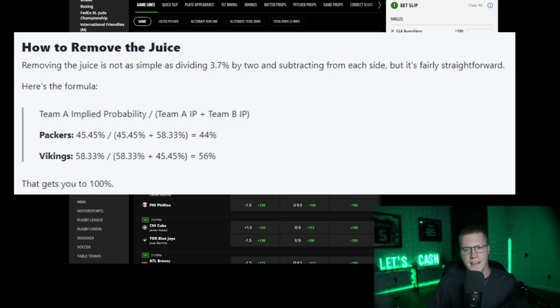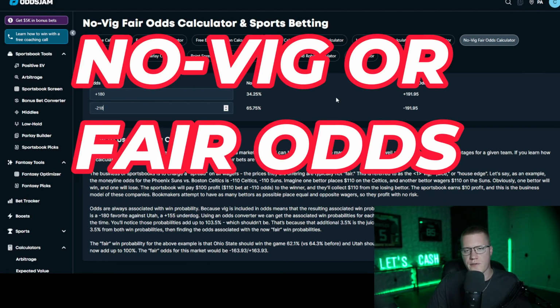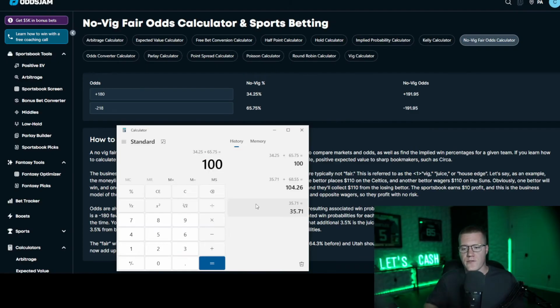Again, to my right, you'll see the exact formula on how to remove vig or juice from your implied odds. Instead of breaking down this formula, you can actually head to a free calculator online, and again, there's a lot of them. By plugging in each side to the no vig fair odds calculator, you can see the true percent odds to hit after removing the vig. So after removing the vig from plus 180 and minus 218, we're giving the Guardians a 35.25% and the Rays a 65.75% chance to win.